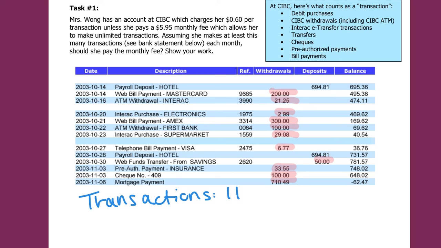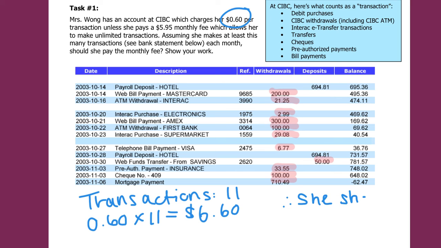So now to see how much I would be charged for that, it says that it would charge me up here 60 cents per transaction. So I'm going to take my 60 cents and multiply it by how many transactions I did to figure out my total. And when I do that, I get $6.60. So that's how much I would have been charged for using my bank account that many times in a month. So we can see that that's a bit more than had I just paid the $5.95 monthly fee and just got unlimited transactions. So in this case, I'm going to write therefore she should pay the monthly fee.